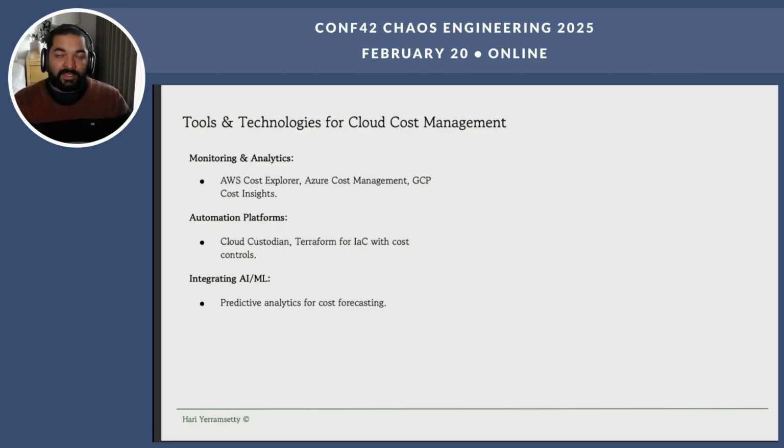FinOps tools like CloudHealth and Apptio give you detailed insights into your cloud spending. They help teams from different engineering orgs work together on managing costs. Using these tools creates a strong, unified system to keep your cloud spending optimized all the time.